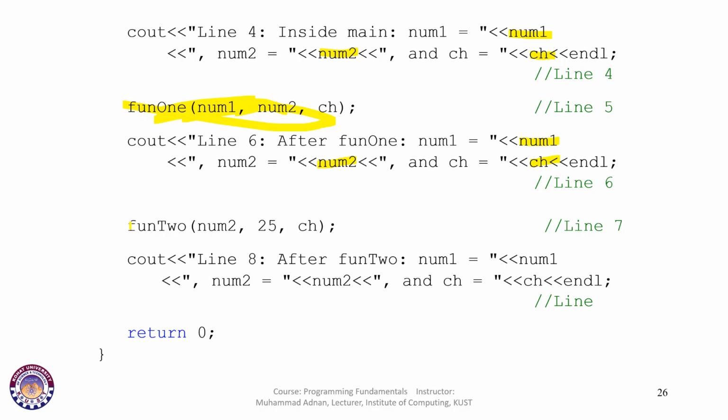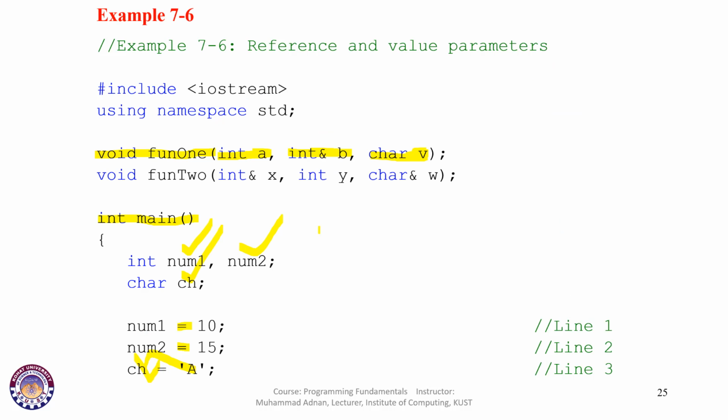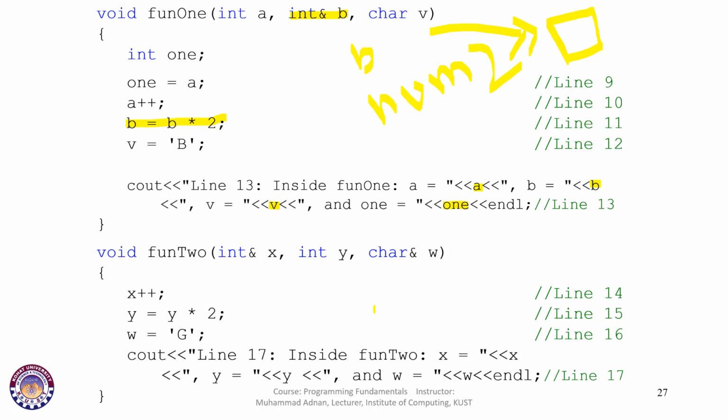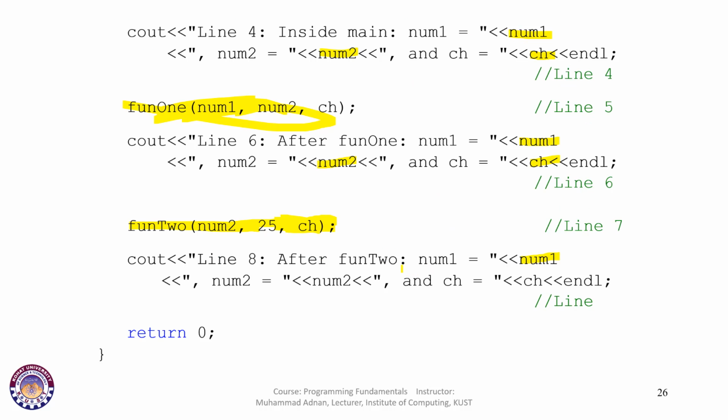And then we call function 2. In function 2 we pass the address of the first variable and the last parameter, whereas we pass just a value to the middle variable. So here we are passing the address of num2, the address of ch, and then a simple value, and then we are displaying the values of num1, num2, and ch. So here inside function 2, x gets the address of num2, y gets a simple value of 25, and w gets the address of ch.